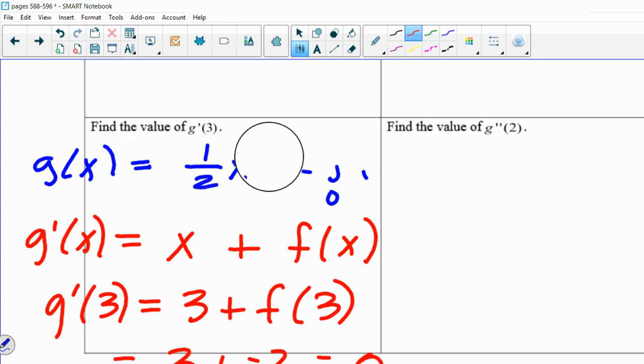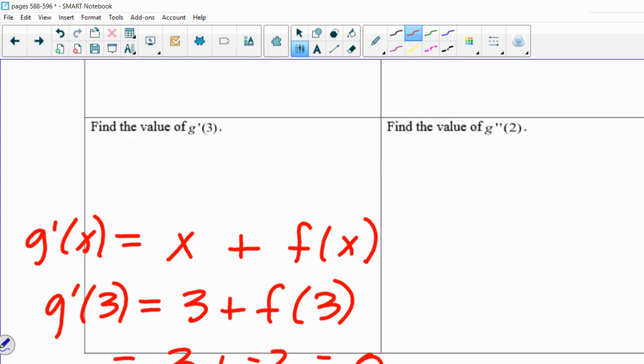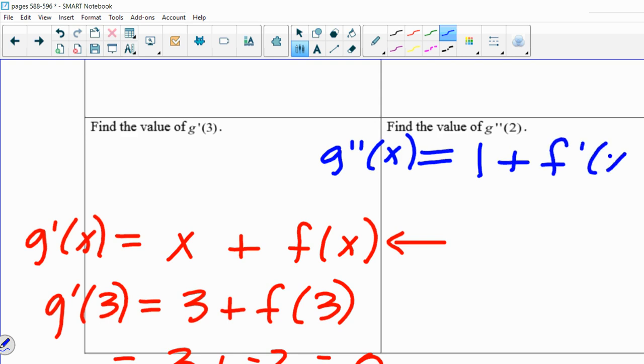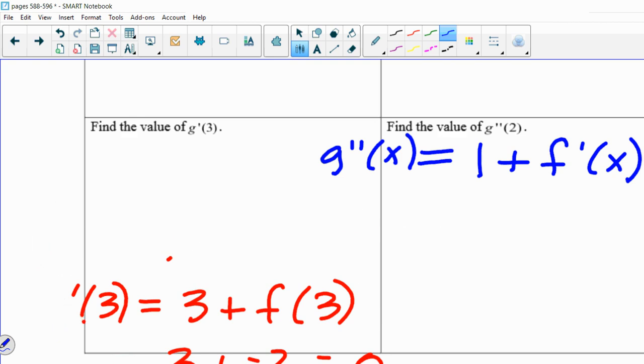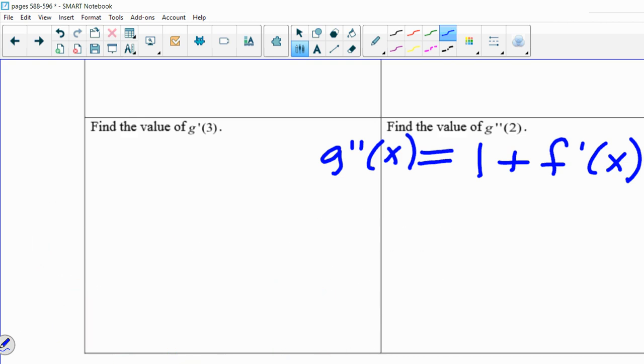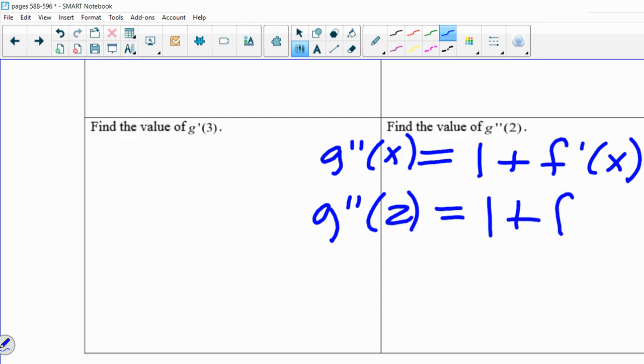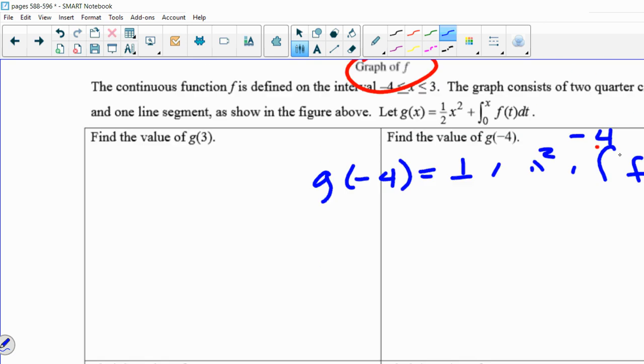G double prime, okay? G prime is here. So g double prime of x, the derivative of x is 1, and the derivative of f of x is f prime of x. So g double prime of 2, I think, is 1 plus f prime of 2. Well, what's f prime of 2?